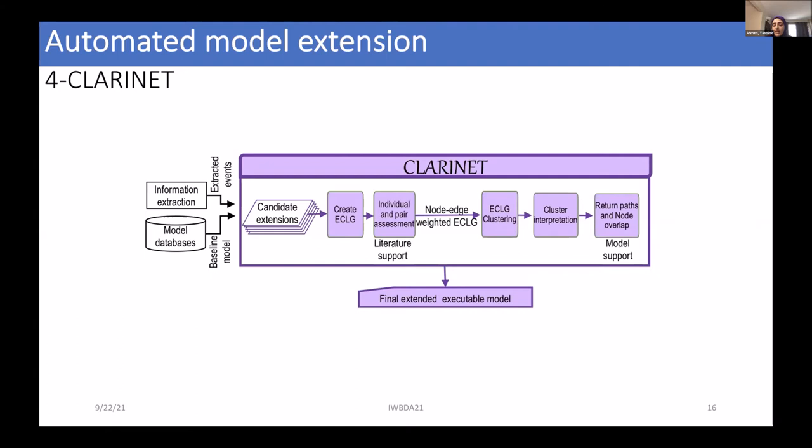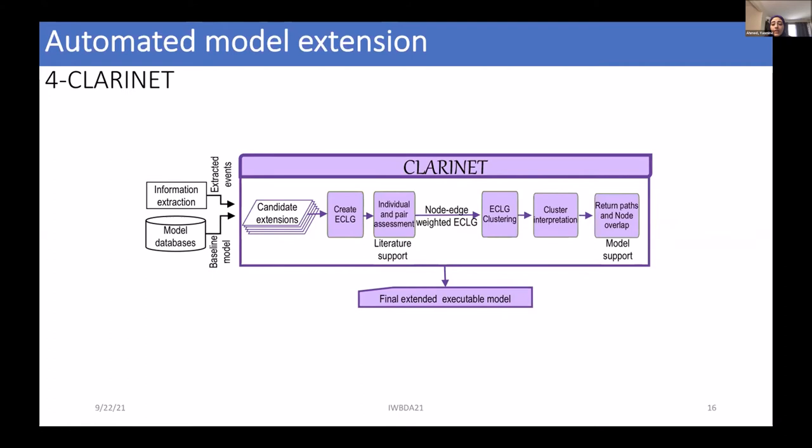Before being added to the baseline model, we search for return paths between this cluster and the baseline model. Clarinet also proposes another metric, which is the node overlap between the cluster and the baseline model, and which presents another connectivity metric between the new information and the baseline model.